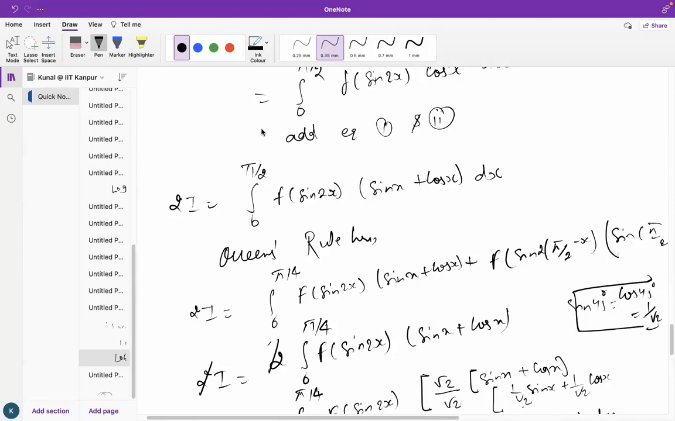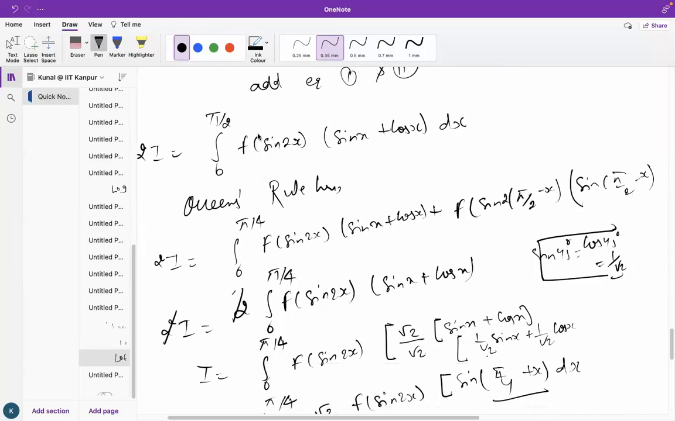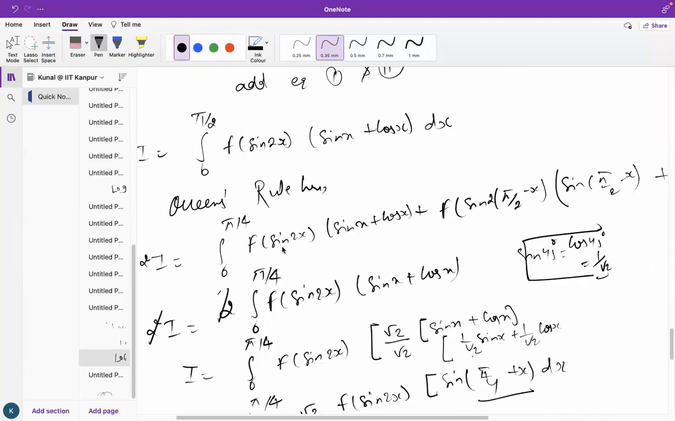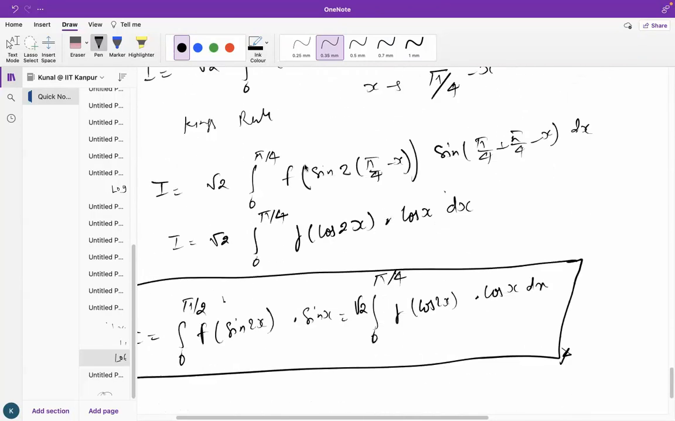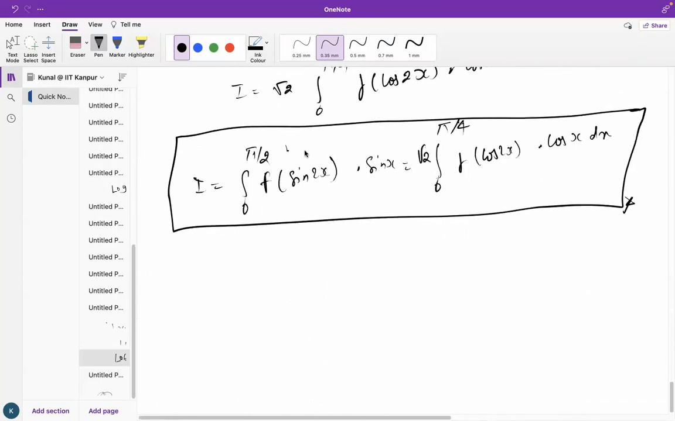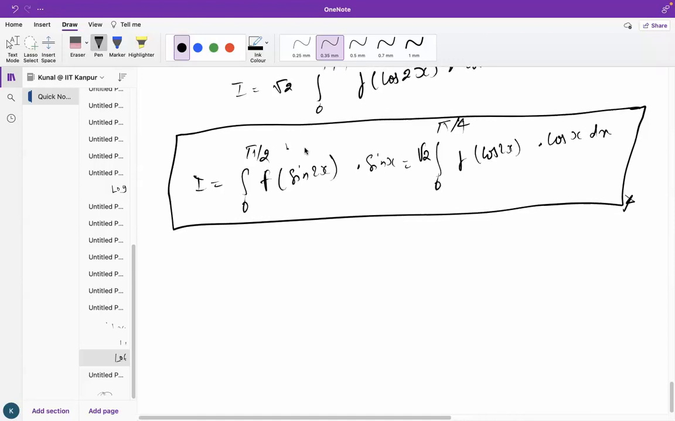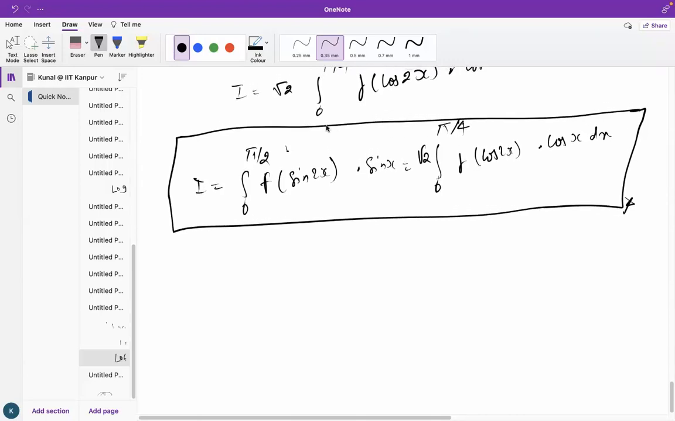So what do I just do? I just apply the Queen's rule here. So then I apply the Queen's rule. So I just replace x. We write f of x as f of x plus f of 2a minus x in the form. And then we again apply the King's rule. Then we get the following standard result. I hope we all understand this. So let me move on.